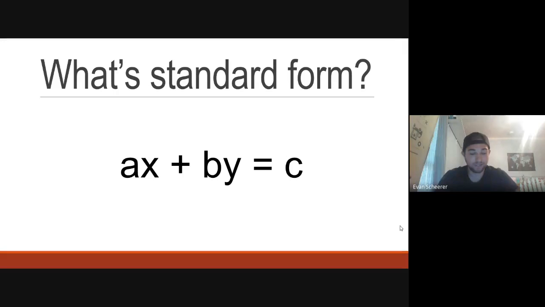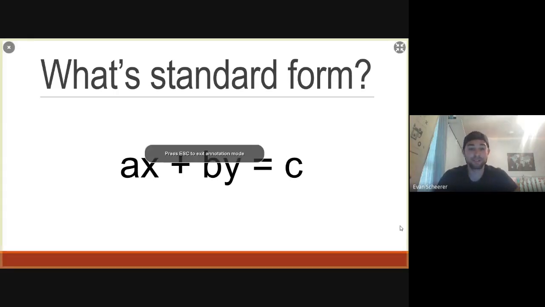Now, some things to note about ax plus by equals c. a can be any number. It does not matter what number it is. It could be a fraction. It could be a decimal. It could be a positive number. It could be a negative number. Same with b. It could be positive. It could be negative. It could be a fraction. It could be a decimal. It could be a whole number.